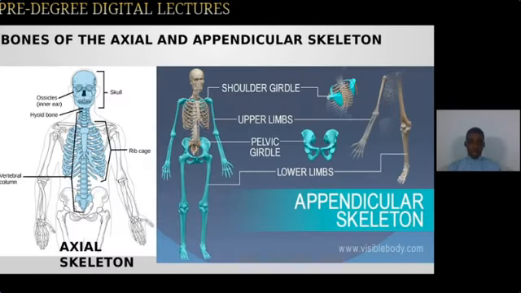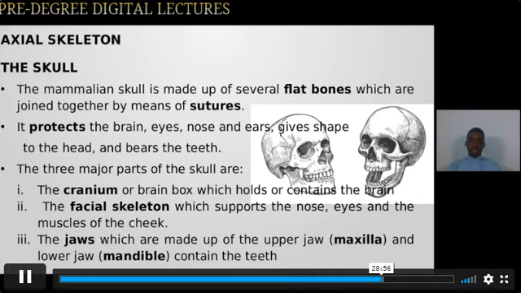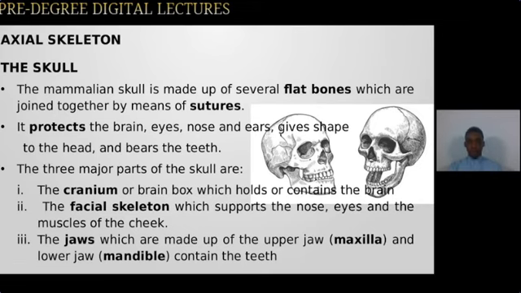Now, we'll take the axial skeleton first. It is made up of the skull and the vertebral column along with the rib cage. The mammalian skull is made up of several flat bones. These bones are joined together by sutures, and they serve a protective function, protecting the brain and other vital organs like the eyes, nose, and ears. Also, the teeth are borne on the jaws of the skull.